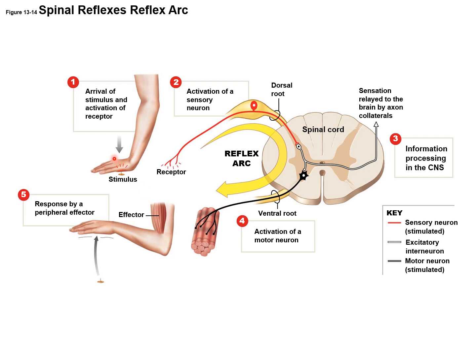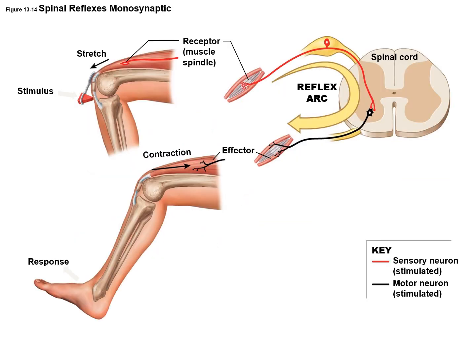So, stimulus hitting a receptor. When you think of the reflex arc, stimulus activating a receptor, sending that message up a sensory neuron. We have some kind of integration or information processing in the CNS, and then activating a motor neuron, which responds with some effector. That's the reflex arc. So let's look at a couple examples. This is an example of a monosynaptic reflex.